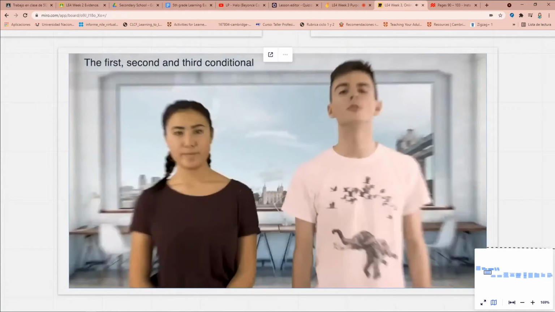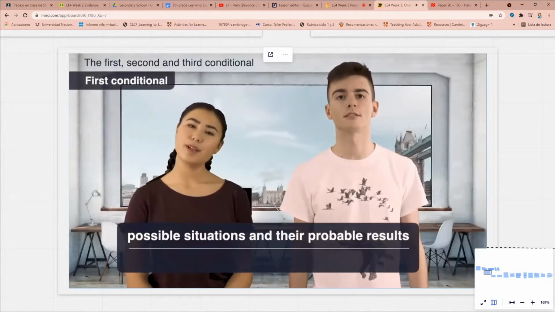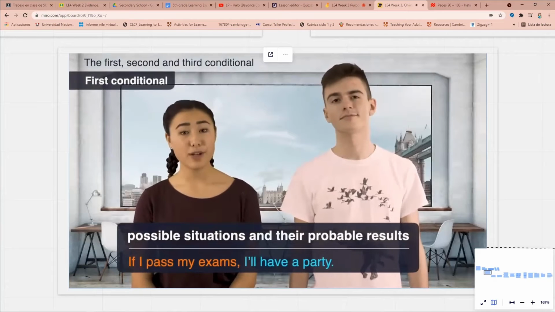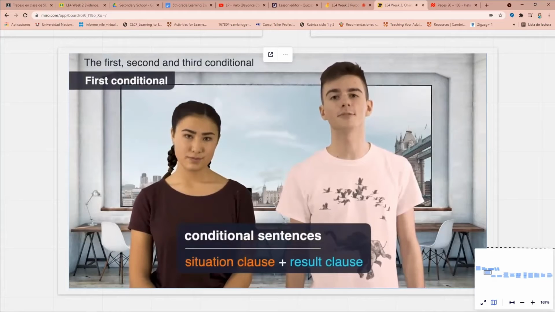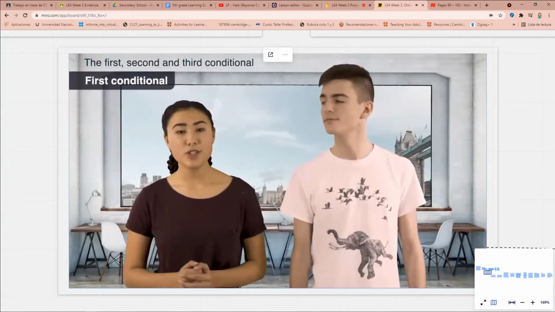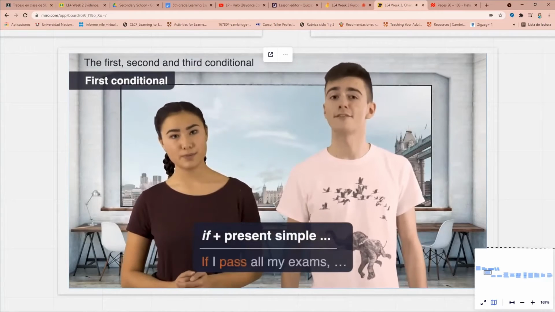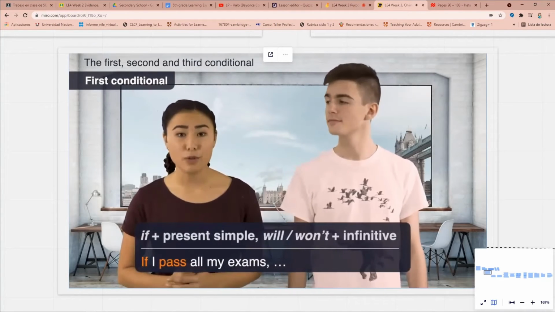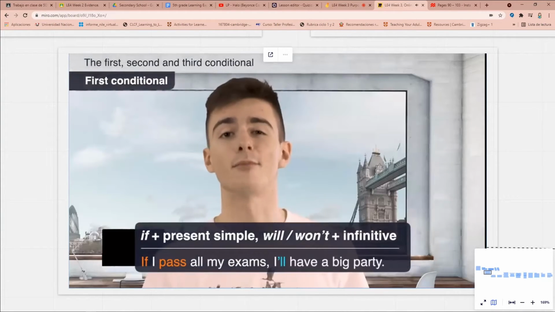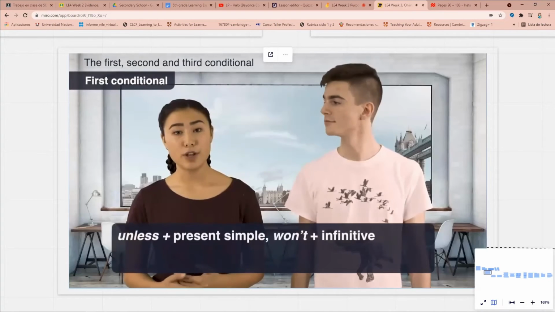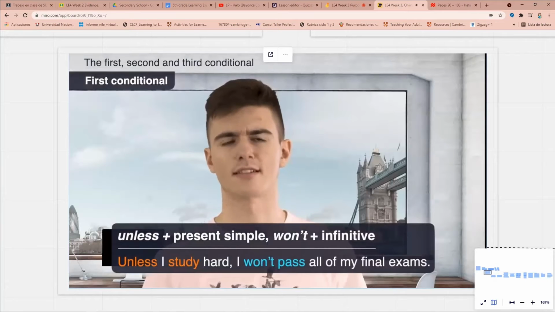Let's look at conditionals. We use the first conditional to talk about possible situations and their probable results. If I pass my exams, I'll have a party. Conditional sentences have got two parts, a situation clause and a results clause. In the situation clause of the first conditional, we use if plus the present simple. If I pass all of my exams. In the result clause, we use will or won't plus the infinitive without to. I'll have a big party. We can also use unless to mean if not. Unless I study hard, I won't pass all of my final exams.